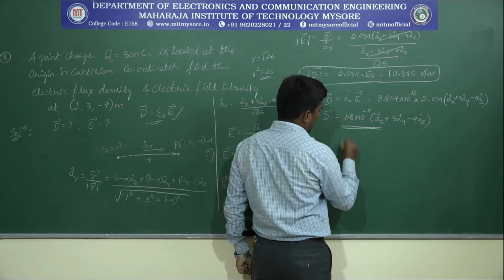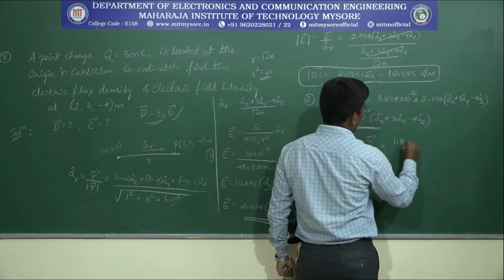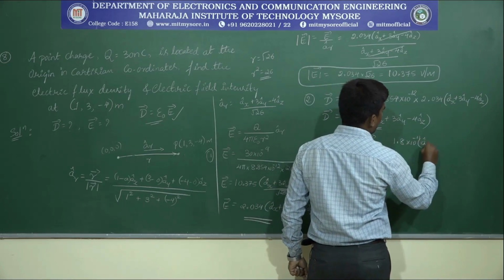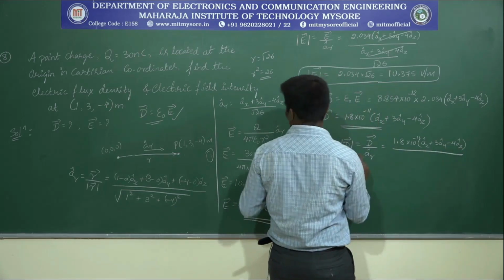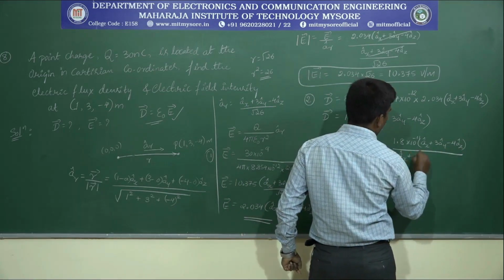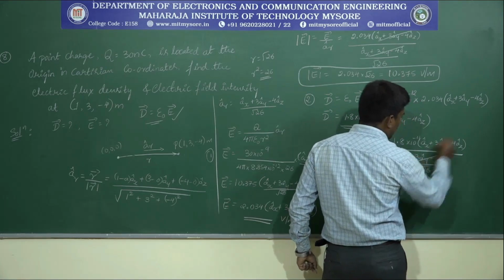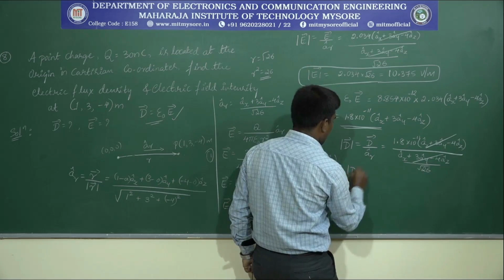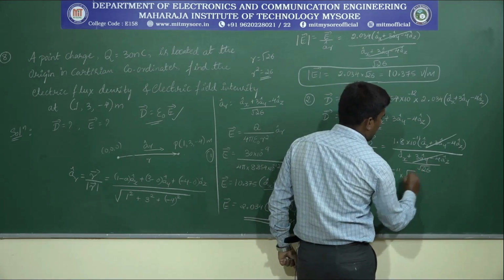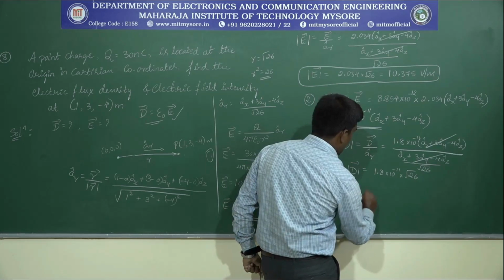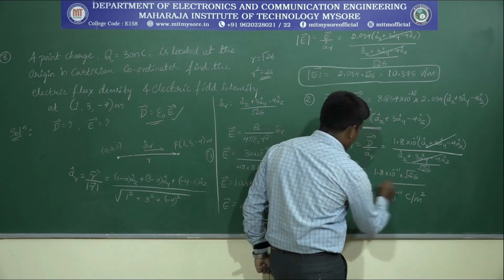If we try to solve it for its magnitude, the magnitude of D is equal to D divided by a cap r. What is D? 1.8 into 10 power minus 11 into a cap x plus 3a cap y minus 4a cap z, whole divided by a cap r. What is a cap r? This quantity, a cap x plus 3a cap y minus 4a cap z divided by root 26. These two quantities get cancelled. This root 26 goes to the numerator. Then the magnitude is 1.8 into 10 power minus 11 into root 26. What is the value we are going to get? D is equal to 9.8 into 10 power minus 11 coulomb per meter square, which is the unit of D.